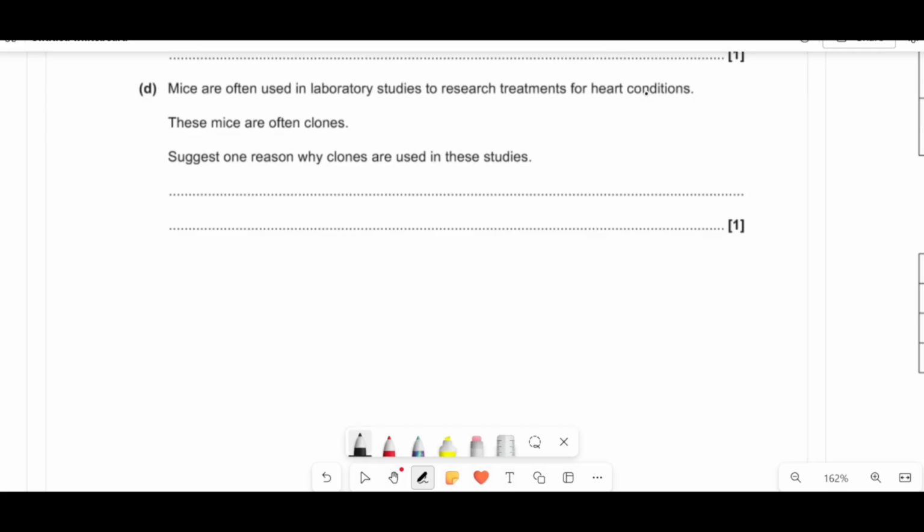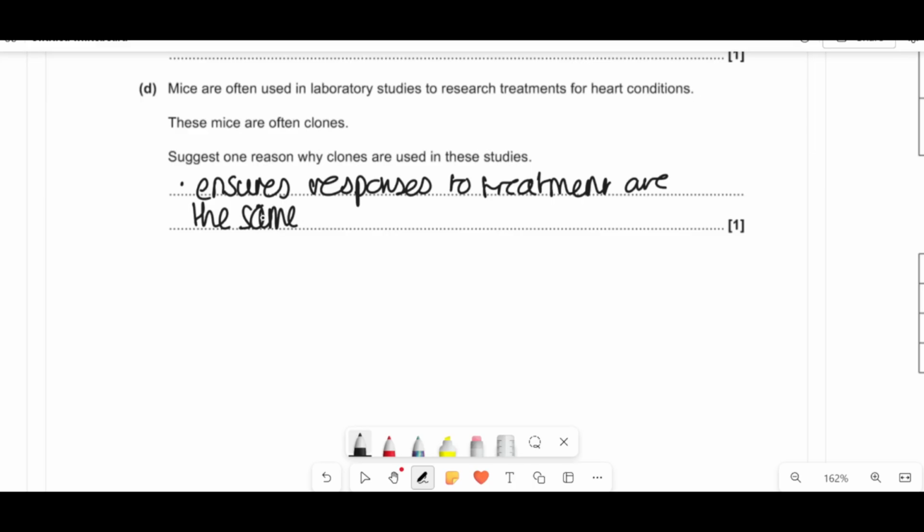What can screw up the dependent variable? Now you're like, okay, right. Something to do with clones is stopping their responses to treatment being screwed up. And would you look at that? That is indeed the answer: it ensures the responses to treatment are the same. A perfect experiment in this sense, when you're using lots of mice, is you want to get the exact same response and you want it to be repeatable, and also reproducible, which means you've got a very reliable, good, valid experiment that can actually hold some weight.